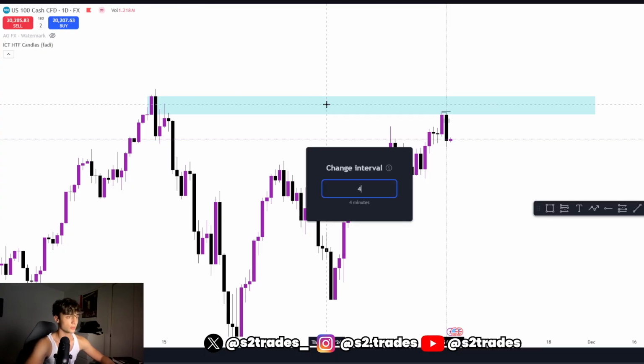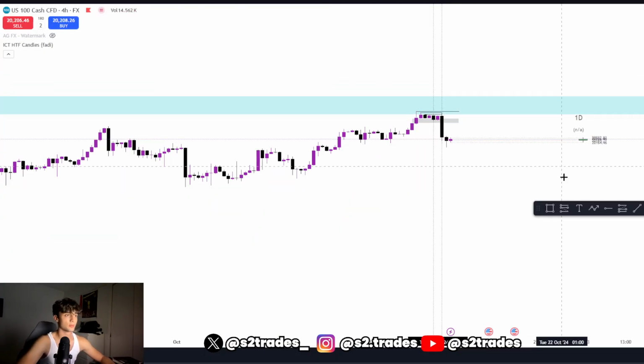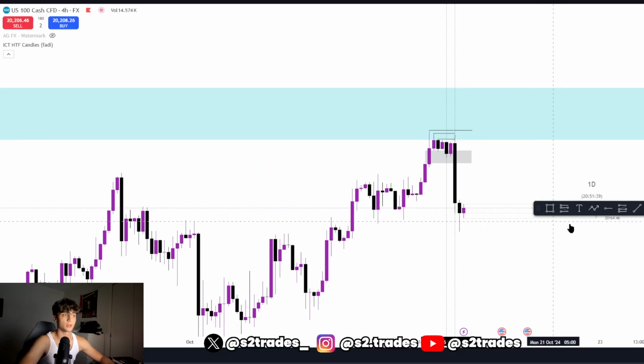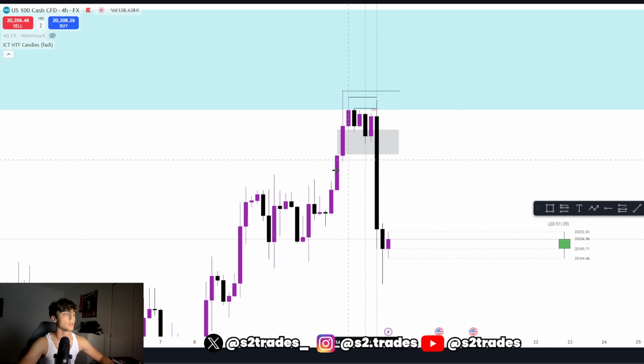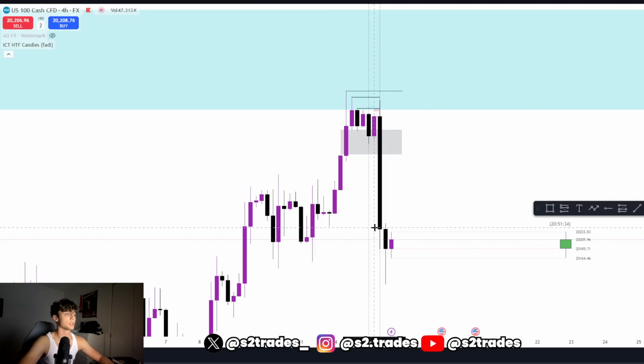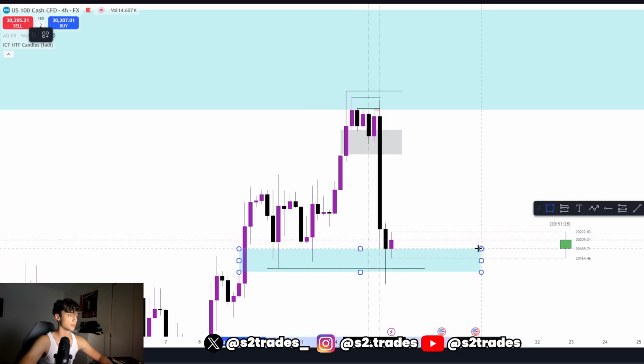Zoom in to the 4 hours. You see, is there any fair value gaps that we're within? Is there anything of interest, right? Is there any liquidity sweeps? See, in this case, we swept liquidity, and we're also within a fair value gap.